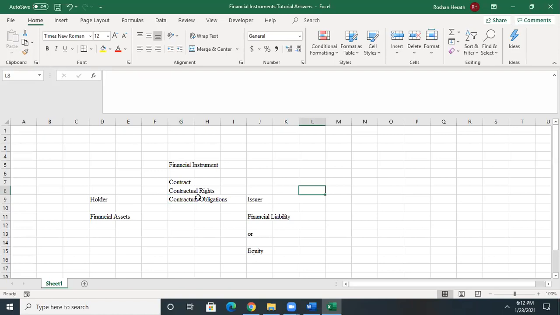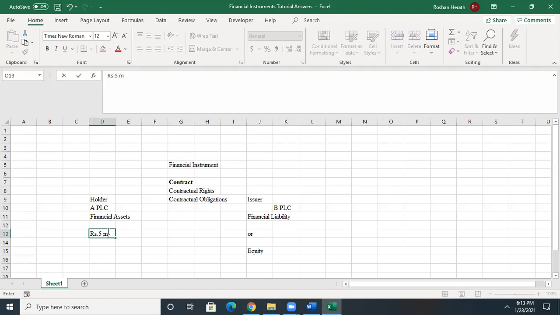Right? So this is the key. It's a contract, so it means contractual rights and obligations to the parties to the contract. So if I take a very classic example to explain this financial instrument, imagine investing in the debentures of another entity. Let's call this the BPLC and let's call this the APLC, right?